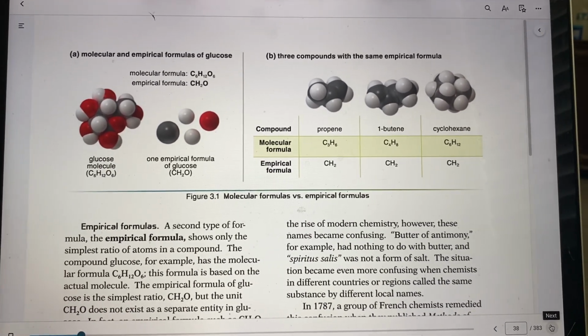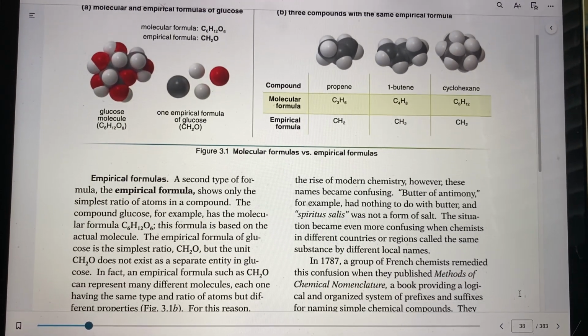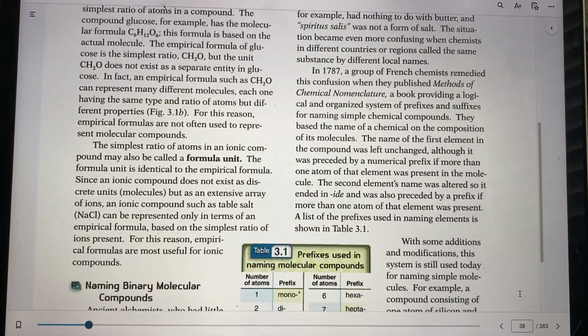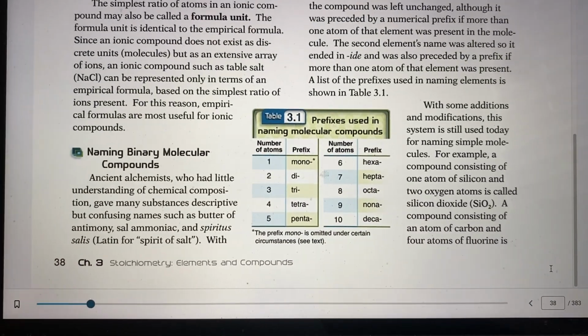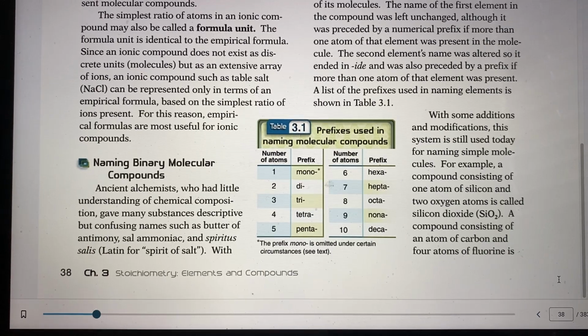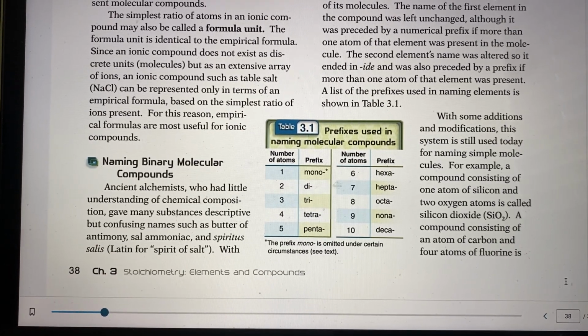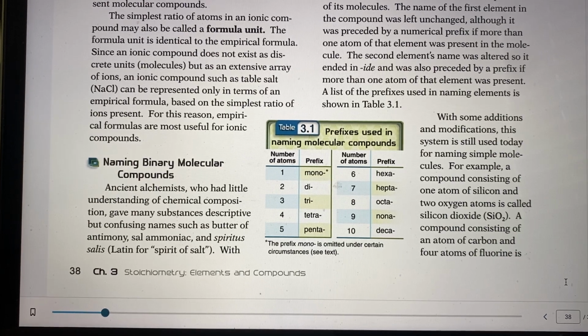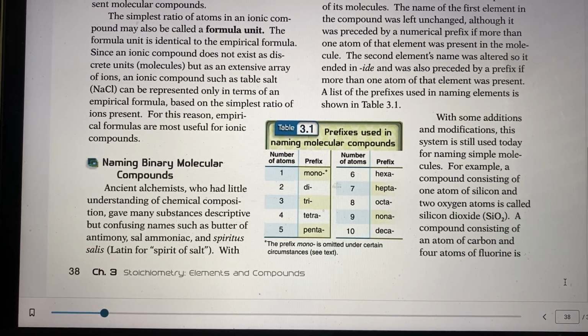Just think of what an empirical formula is, because we're going to be talking about that. Now we're going to talk about naming, and this is what we're going to focus on for the rest of this video: naming binary molecular compounds. Binary means 2, how they come together. So now we're talking about molecular compounds, not ions, and how they come together.